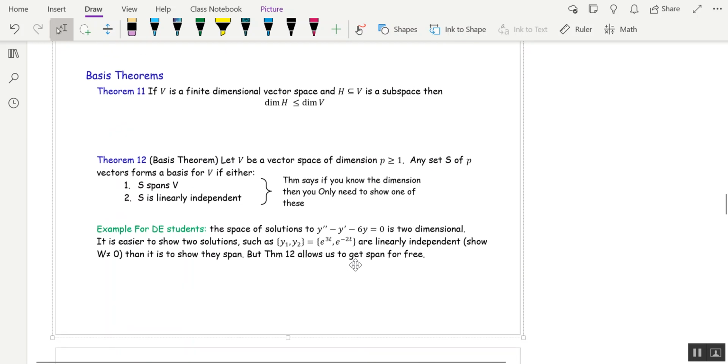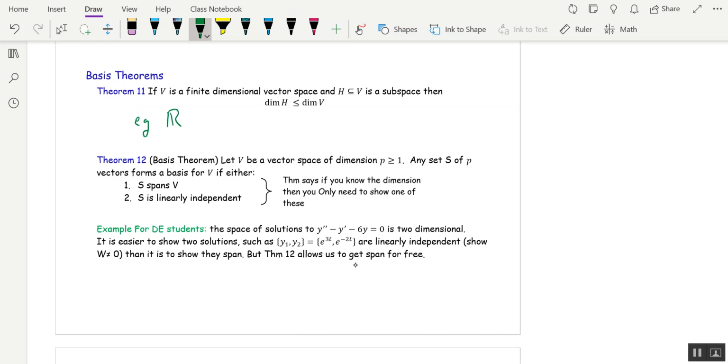Basis theorem 1. If V is a finite dimensional vector space and H is a subspace, then the dimension of H has to be less than or equal to the dimension of V. So that makes good sense, but I can give you a more concrete example, e.g. R3. R3 has dimension 3. Okay. The subspaces of R3 are lines going through the origin and planes going through the origin.